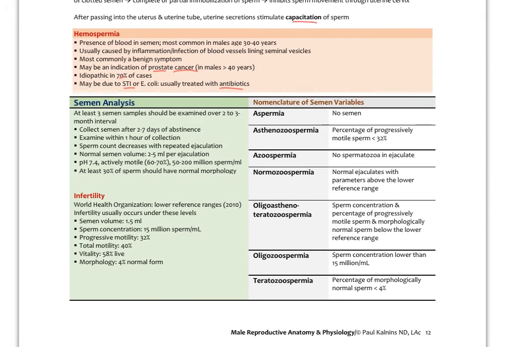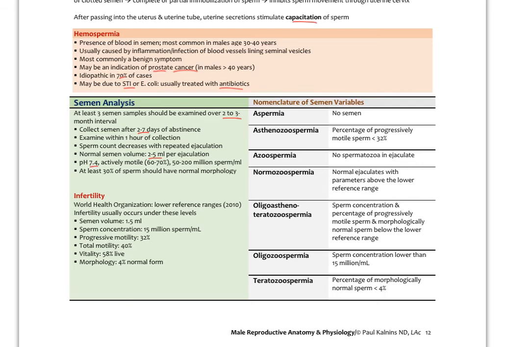This requires ideally at least 3 semen samples that should be examined over a 2 to 3 month interval. And importantly, a couple of steps if you're going to order a semen analysis, your patients need to have abstained from sex for ideally a week, but it can be as little as 2 days. And we need to examine the semen microscopically within an hour of collection. So you have to send someone to a center where they can do that. The sperm count decreases with repeated ejaculation, which is why we try to have the abstinence. Normal, again, semen volume is between 2 to 5 milliliters per ejaculation, and the pH should be just over 7.4.